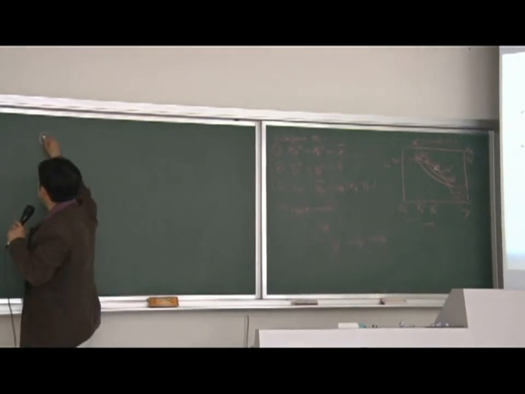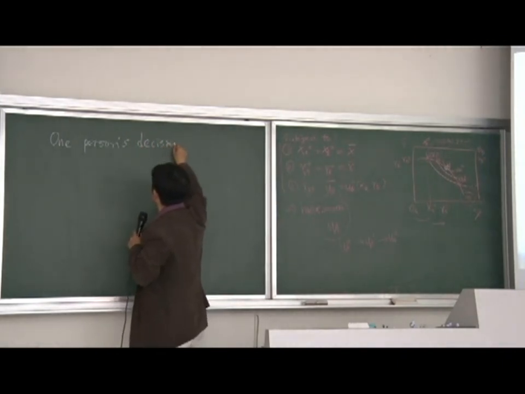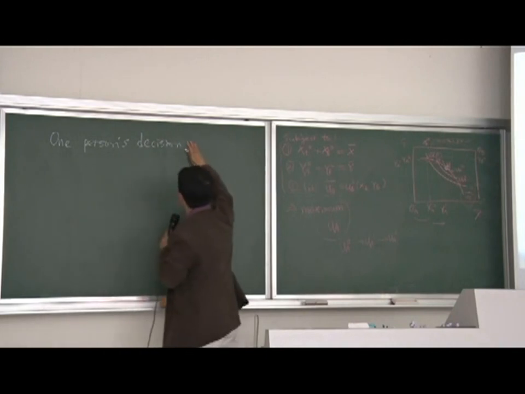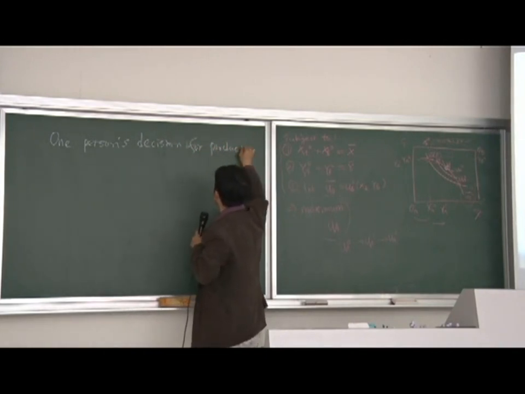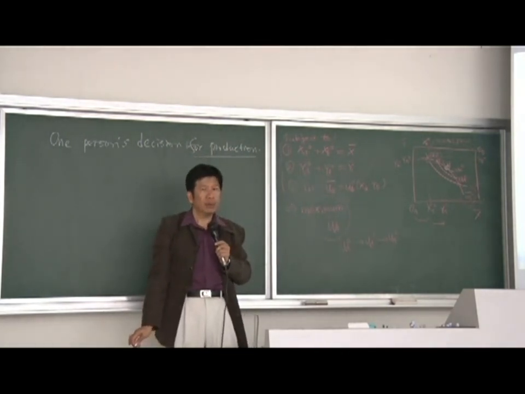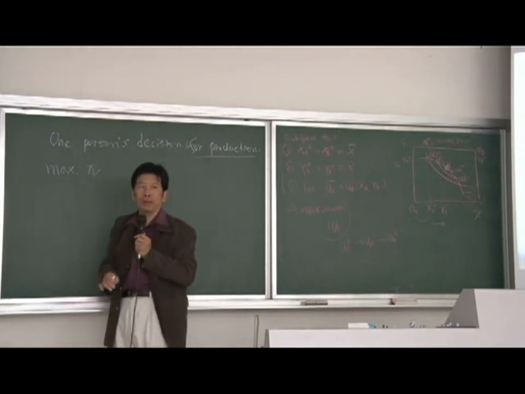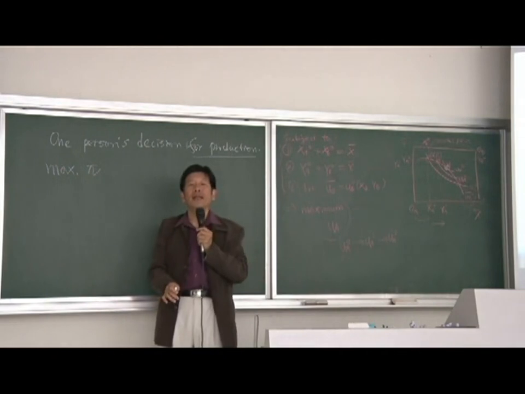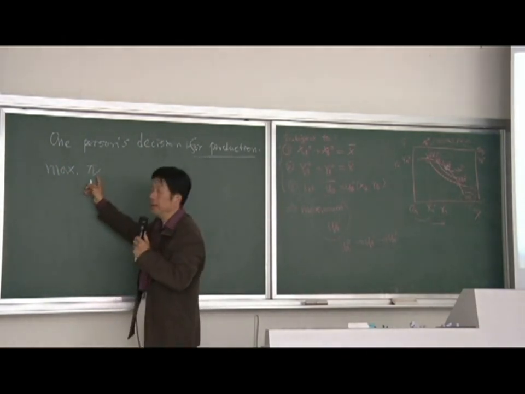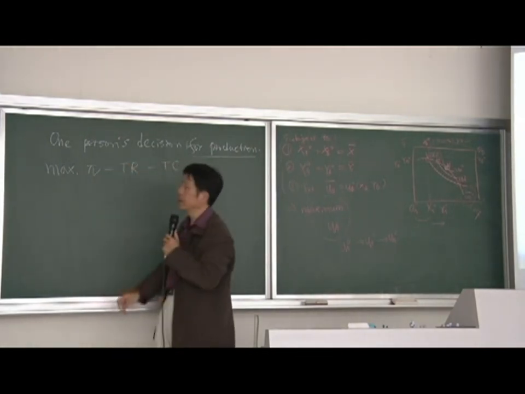So how about one person's decision for production? It means, one day you become a boss. How do you manage your business? Your business will try to have the maximum profit. You want to earn more money. So pi means profit. The profit is the total value minus total cost.